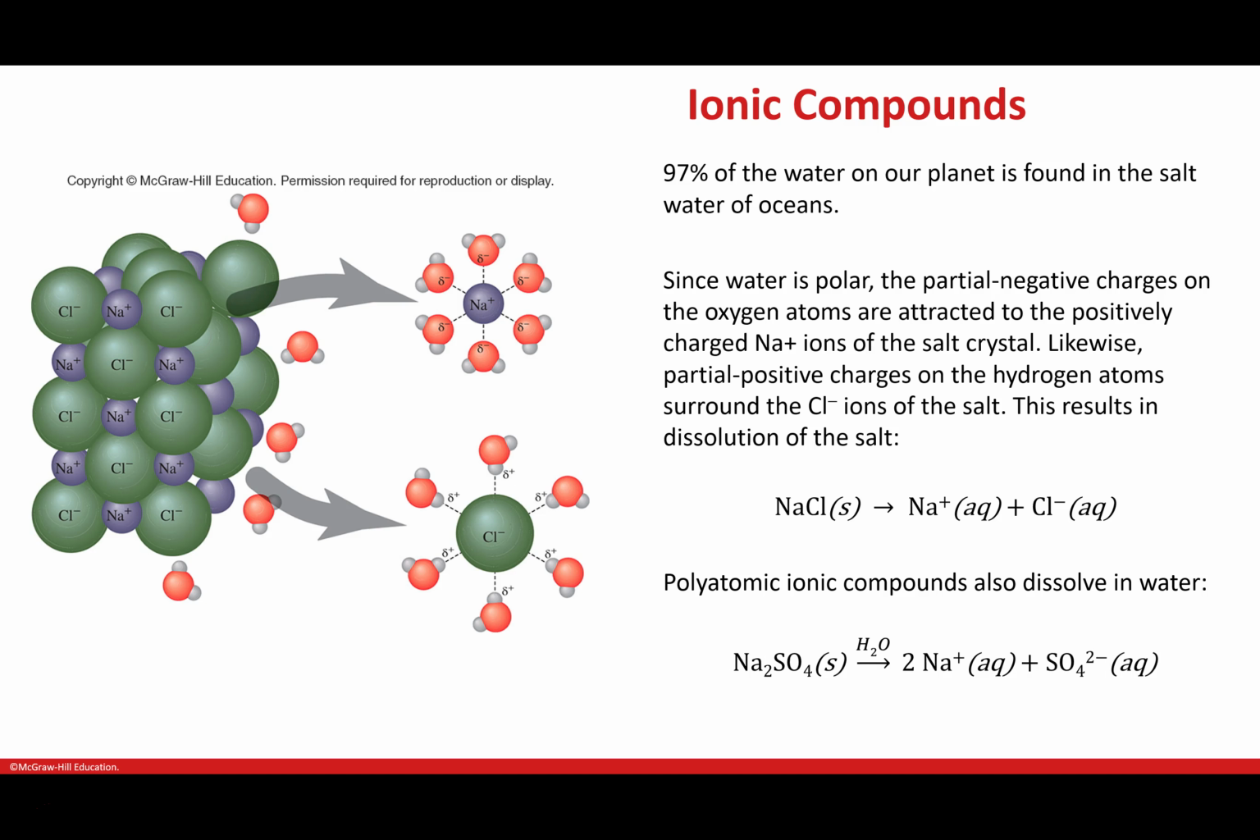So here we have, do you guys have to write this down? Just here's a formula where I'll read it off to you. Na2SO4, S stands for solid. We have the arrow, goes to form. Over the arrow, we have H2O. Then we have 2 Na plus, AQ, plus SO4 2 minus, AQ.